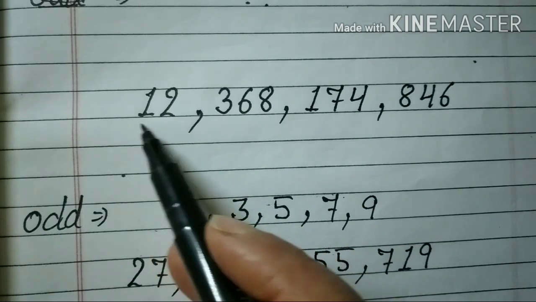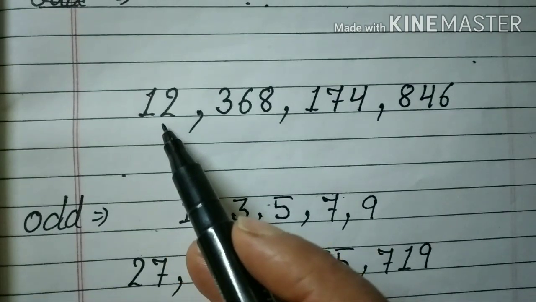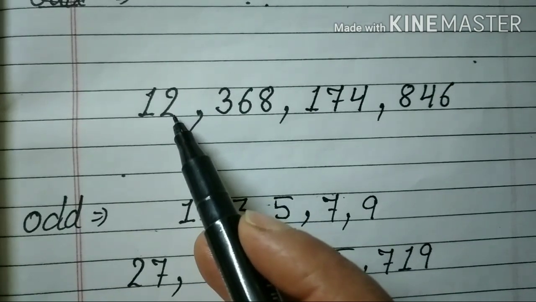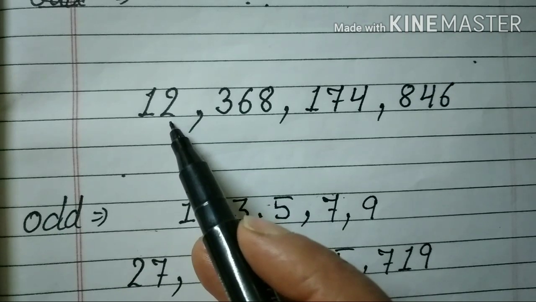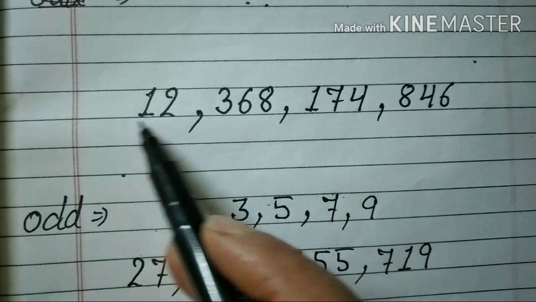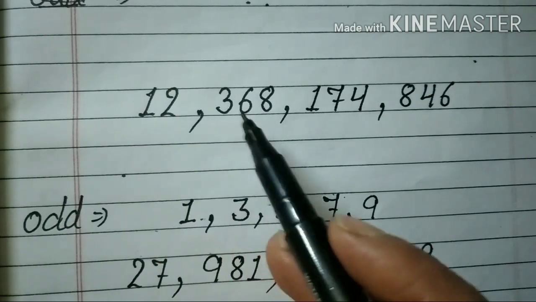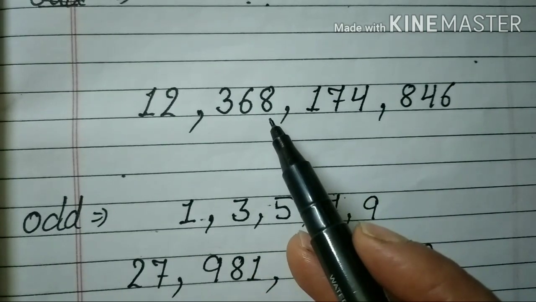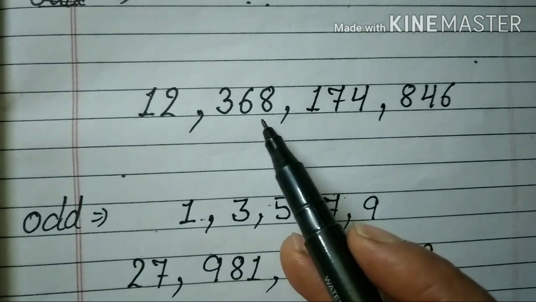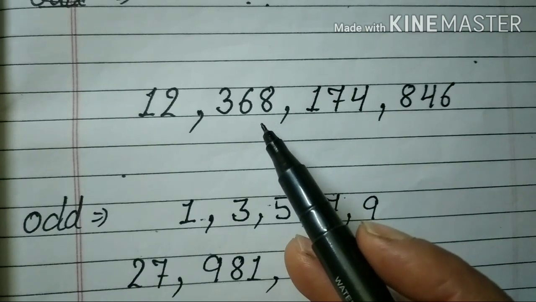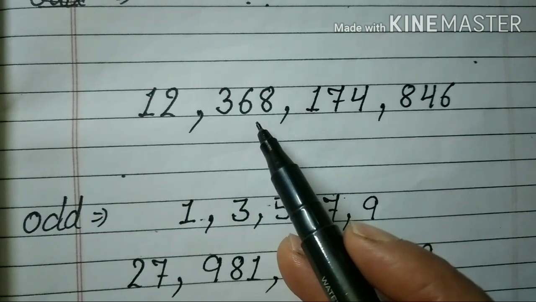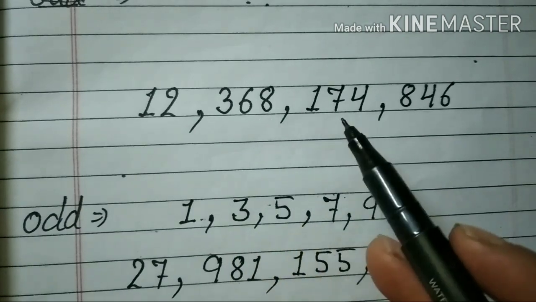Now 12 is an even number. We will check only the ones place digit, and if it is divided by 2, then the whole number is an even number. Now we will check the next number, ones place digit. Here we have 8. When we divide 8 by 2, we will get remainder 0. So 368 is an even number.